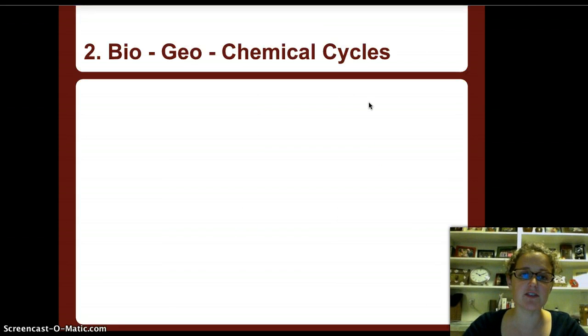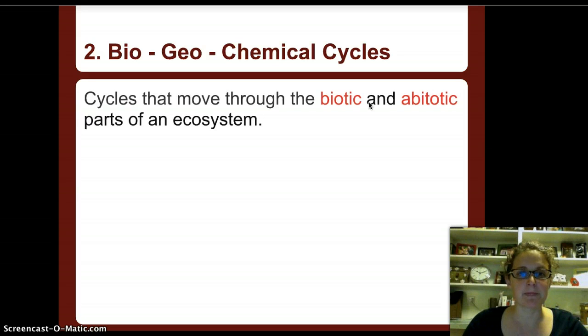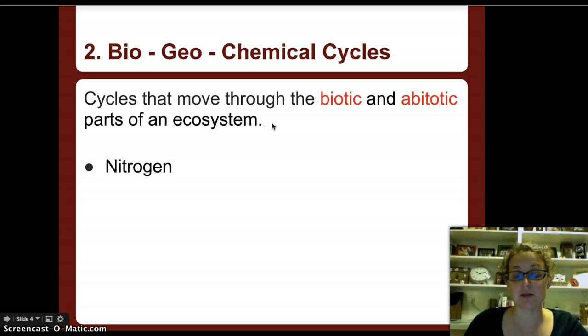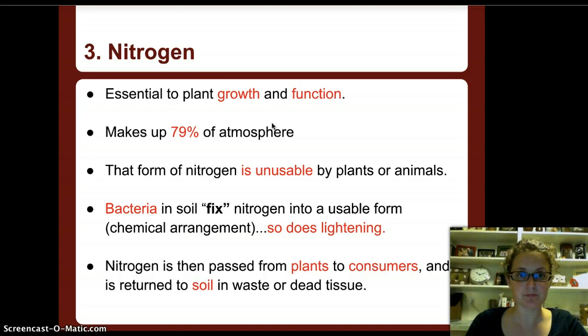If you look at the term biogeochemical cycle, it can tell you a little bit about what we're talking about here. These are cycles that move through both the biotic and the abiotic, or geo and chemical, spaces in an ecosystem. The four cycles we're going to talk about today are nitrogen, water, carbon, and then lastly, but not least important, the phosphorus cycle.